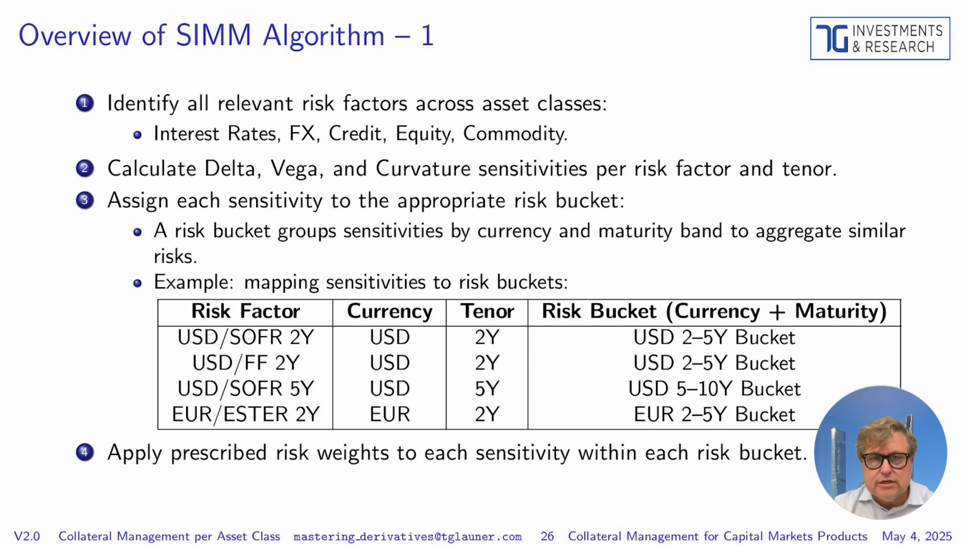The first step in the SIM algorithm is to identify all relevant risk factors across different asset classes. These asset classes include interest rate, FX, credit, equity, and commodities. Next, calculate delta, vega, and curvature sensitivities for each risk factor and tenor. Each sensitivity must then be assigned to the appropriate risk bucket. A risk bucket groups sensitivities by currency and maturity band to aggregate similar risks effectively.